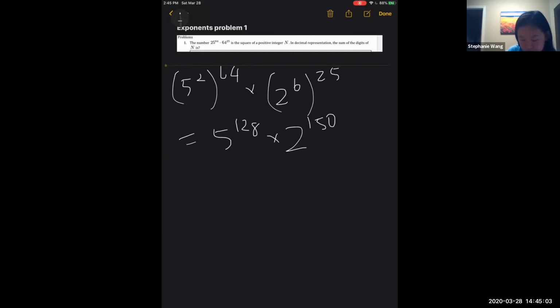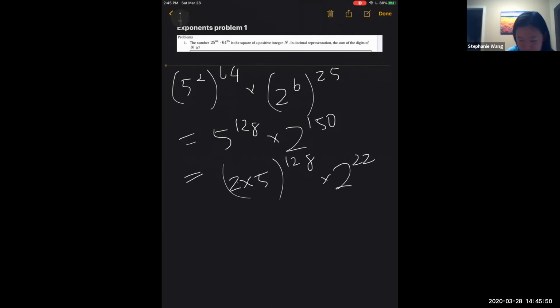Okay, but we want to find the sum of the digits. So let's see how we can make it easier for ourselves. Basically, what we would do is... oh no, sorry. We can put 2 times 5 together and raise it to the power of 128. And then we have 2 times 2 to the power of 22 left. This makes sense, right? Because I'm just taking out the smaller exponent and distributing it to 2 and 5, and then multiplying by the remaining 2 to the power of 22.